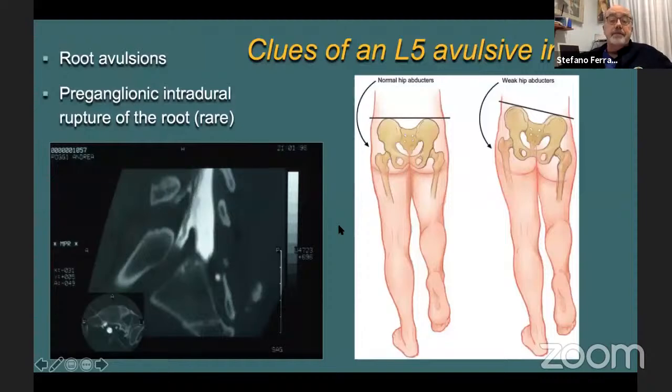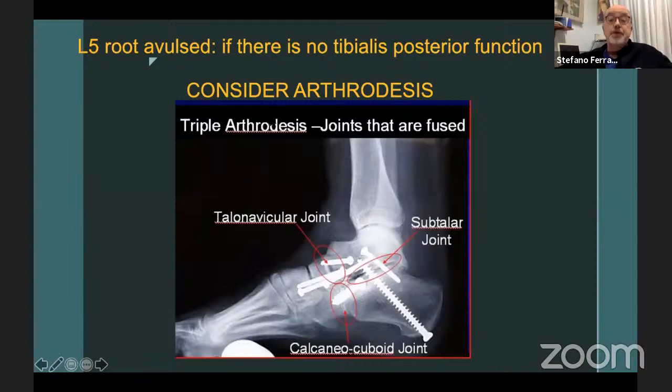Another indirect sign, which is very helpful, is the presence of the Trendelenburg sign, which is the incompetence of the medius and maximus gluteus. And this is another indirect sign of possible L5 avulsive injury. If you reach the certainty that there is an L5 avulsion, there is no point in waiting. You can, of course, wait a little bit, but you should strongly consider a fusion, which can be very helpful to the patient instead of waiting for an impossible recovery.